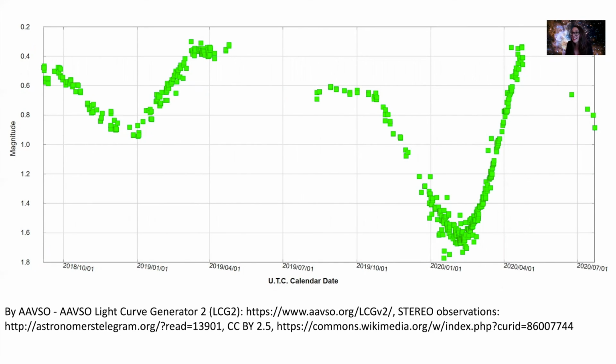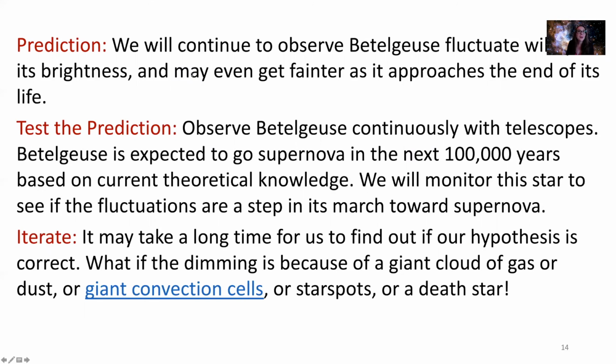So our hypothesis that Betelgeuse was going to go supernova is not supported. You could have made a prediction that we will continue to observe Betelgeuse fluctuate in its brightness, and it may even get fainter as it approaches the end of its life. That's assuming that you're still operating under the hypothesis that it would go supernova. But we tested that prediction by observing the star for a longer period of time and found that the hypothesis that the star would go supernova was not supported. So we have to iterate. We have to come up with a new hypothesis for why Betelgeuse was behaving like that.